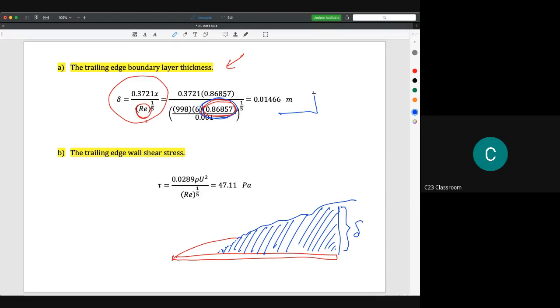And then we could calculate the trailing edge wall shear stress here by using the same equation. We substitute the same Reynolds number by using this idea. So we get around 47.1 Pascal. So the tau here will represent shear stress at this single point. So the shear stress that occurs at this location is 47.11 Pascal. It does not represent the total shear stress from here to here. It is just to represent the shear stress at one specific point.